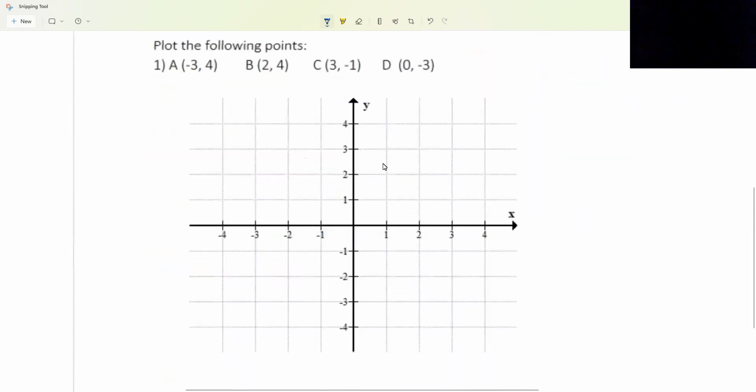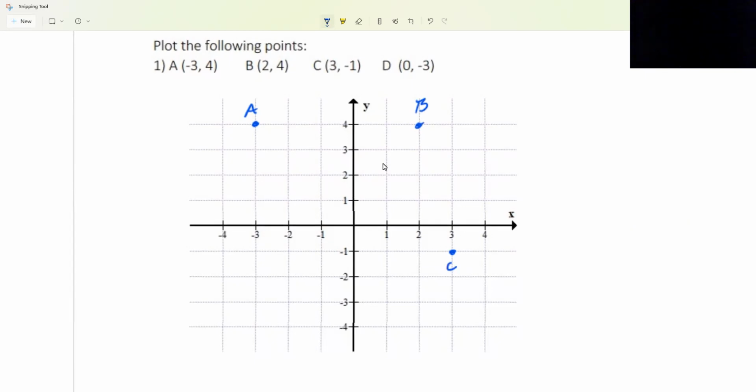For this part here, point A has the coordinates -3 and 4. So you go over to -3 and go up 1, 2, 3, 4. That's going to be A. For B, start at the origin, go over to 2 and up to 4. Right there, that's going to be B. Let's go to C. We go over to 3 and then down to -1. That point is C.